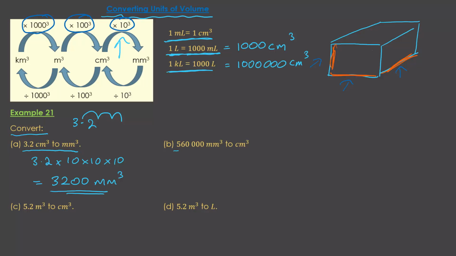So now we have 560,000 cubic millimetres to cubic centimetres. And that means we need to divide. So 560,000, and then we're going to divide by 10, divide by 10, divide by 10, which essentially means that we lose 3 zeros. So that's going to be 560 cubic centimetres.